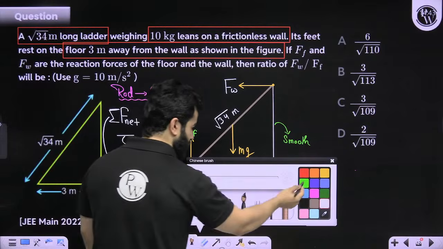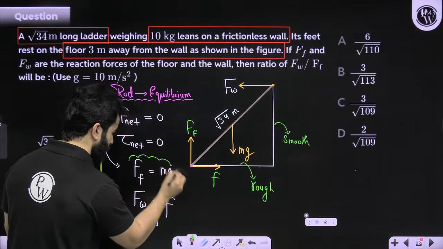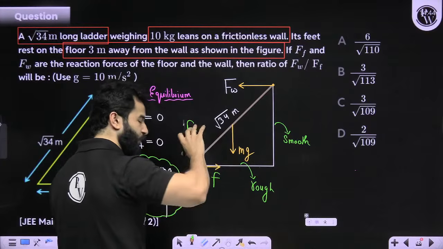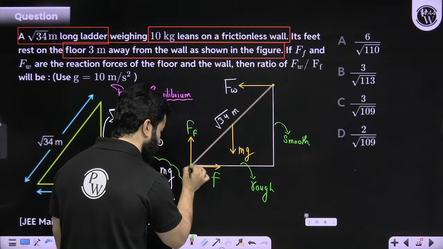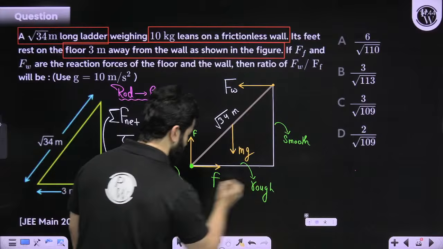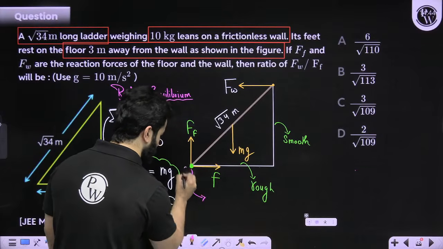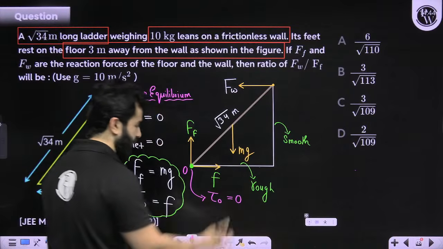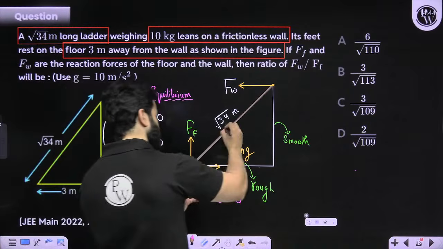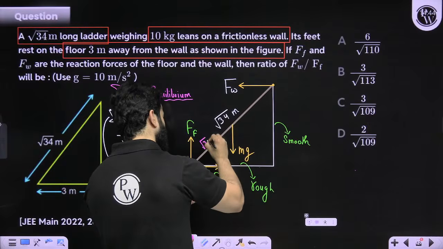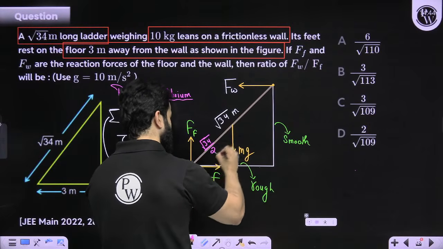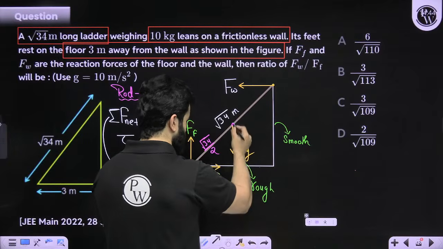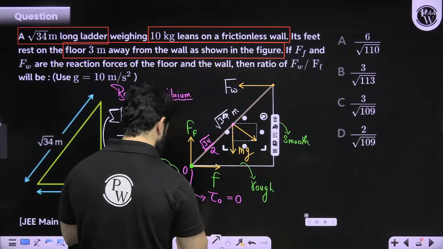And now let's talk about this: summation of net forces is equal to 0. Now let's write summation of net torque. So we are going to find net torque about this point, point O. So net torque about point O is 0. Yeah, it will be 0, right? So this distance is going to be root 34 by 2. And if this is mg, this is going to be mg.